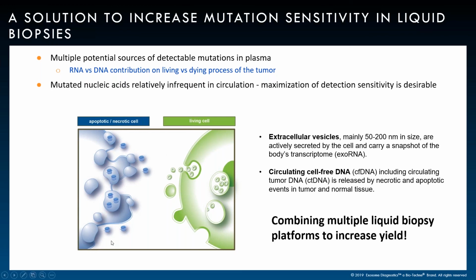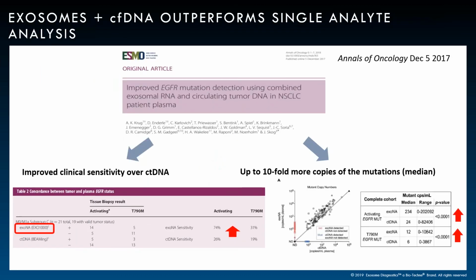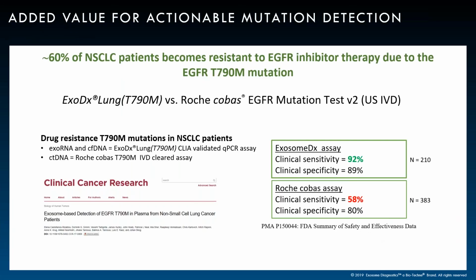Cell-free tumor DNA is coming from the dying process of the tumor, so cells that die through apoptosis and necrosis. And exosomal RNA is coming from the living part of the tumor, because it's a metabolically active process to release these exosomes. So we figured if you combine these approaches, you look at two biological processes at once, and you get a higher pickup rate of your mutation. We've shown in 4 different papers that you get up to 10 times more copies of the mutation by combining exosomal RNA plus the cell-free DNA. And that can be helping patients in real life.